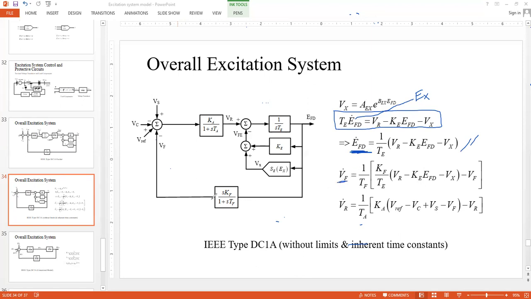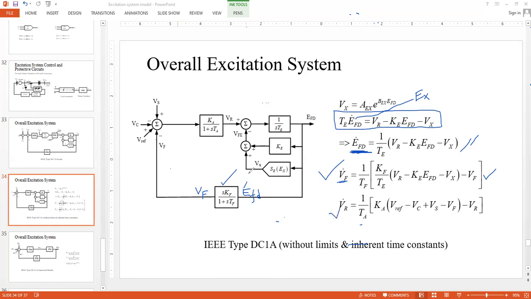VF dot is simply, if you take this as EFD, and the output is VF here. So if you simply write this as output over input is equal to this transfer function block. And then if you replace the expression for EFD dot here, then you will find this is VF dot. Try to get this on your own.